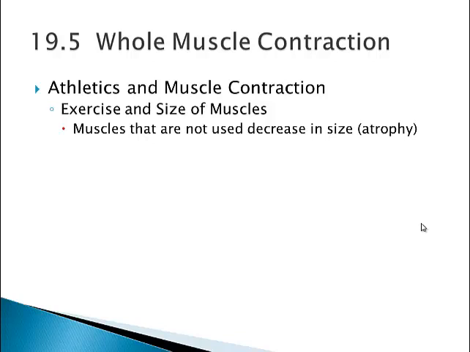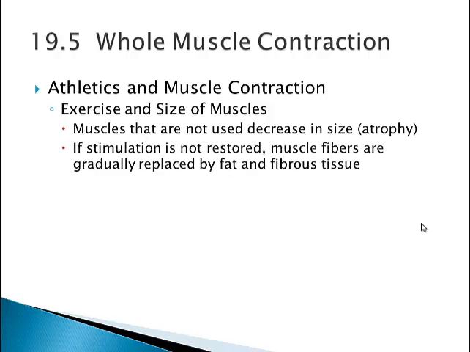There is a correlation between exercise and the size of the muscles. Muscles that are not used are going to decrease in size. This is called atrophy. If stimulation is not restored to these muscles that are not being used, the muscle fibers gradually are replaced by fat and fibrous tissues. This can cause the muscle fibers to shorten progressively, leaving body parts contracted in contorted positions.